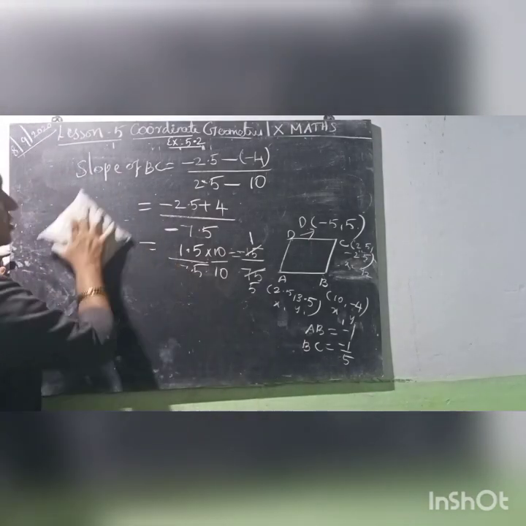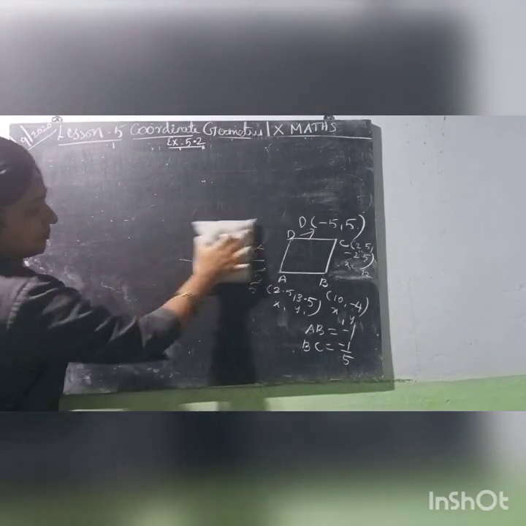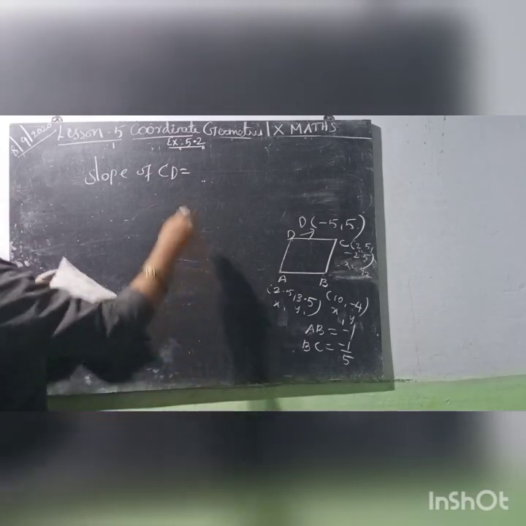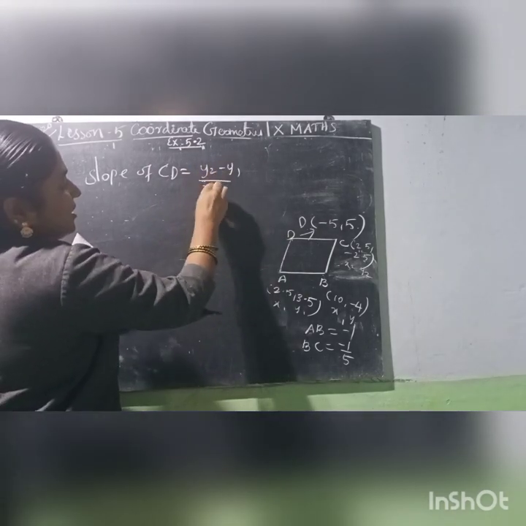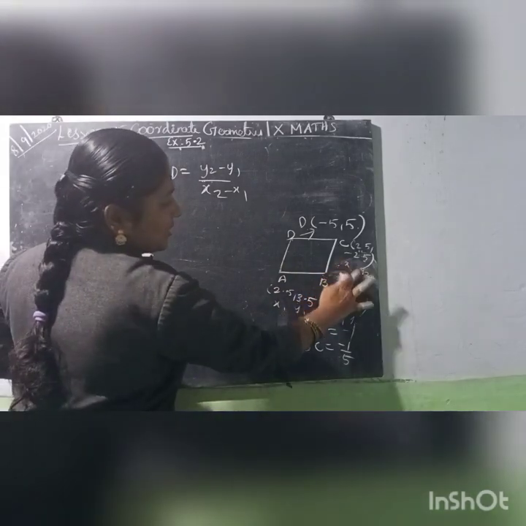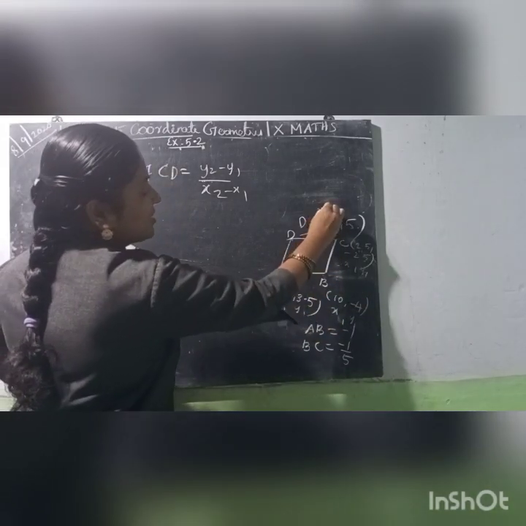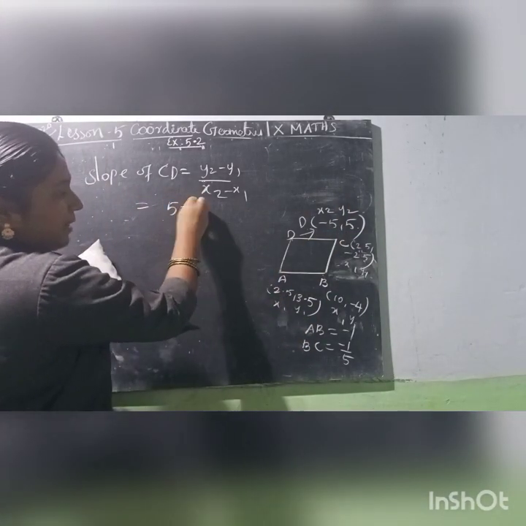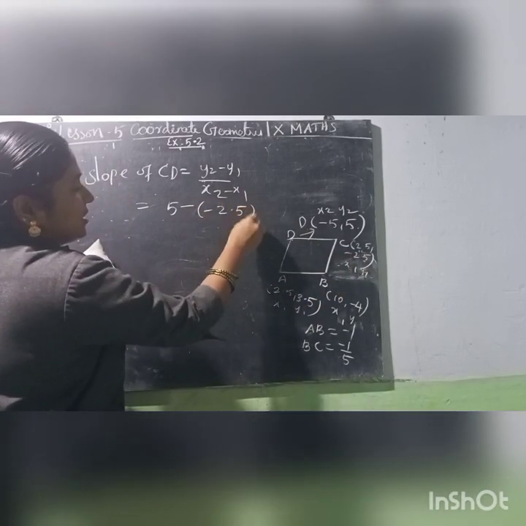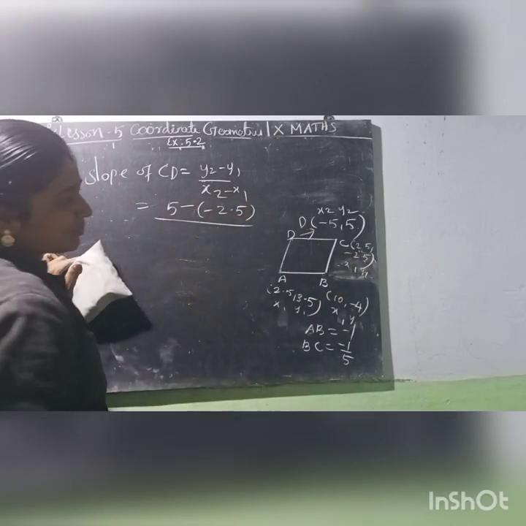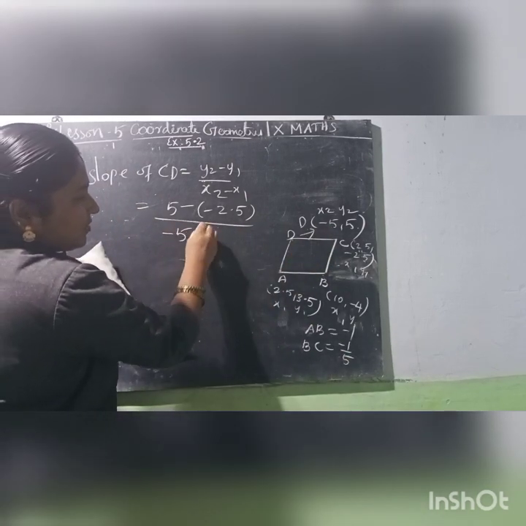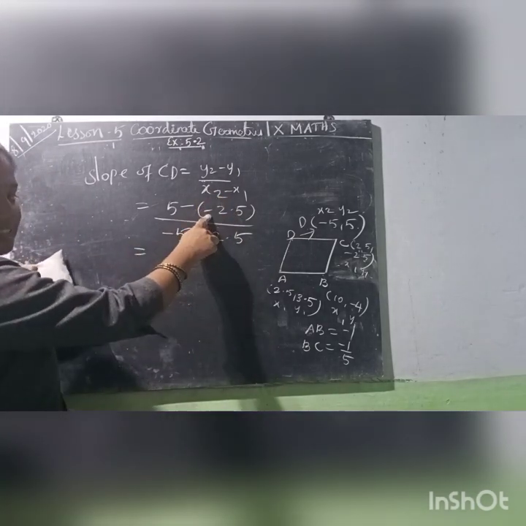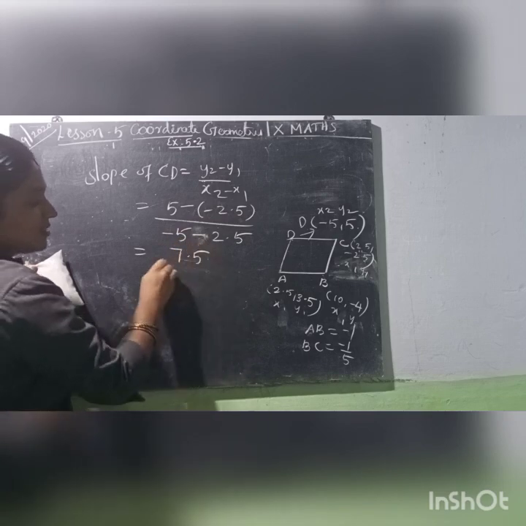Then next we want to find the slope of CD. Then AD. The same formula, y2 minus y1 by x2 minus x1. Now we will consider C is x1 y1 and this is x2 y2. So y2 value is 5, so 5 minus y1 value, minus 2.5, divided by x2 minus x1. x2 value is minus 5 and x1 value is 2.5. Minus of minus is plus, so 5 plus 2.5 is 7.5.